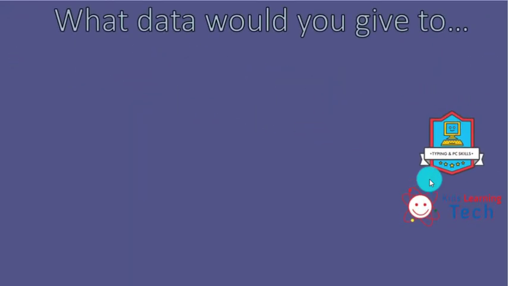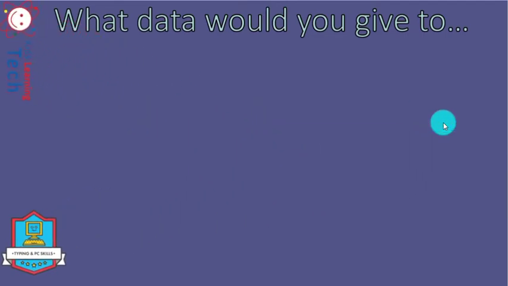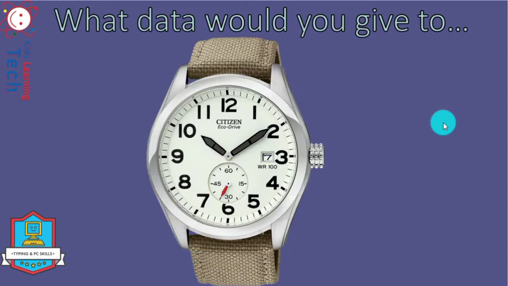So looking at this, what data would you give to the microwave oven other than the amount of time? You may not know this, but you can actually adjust the amount of power or the amount of wattage. So really how hot stuff gets after a certain period of time, you can adjust that as well. But the best answer: what data would you give to a microwave oven? The amount of time.